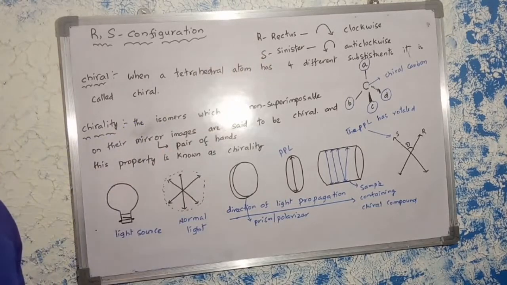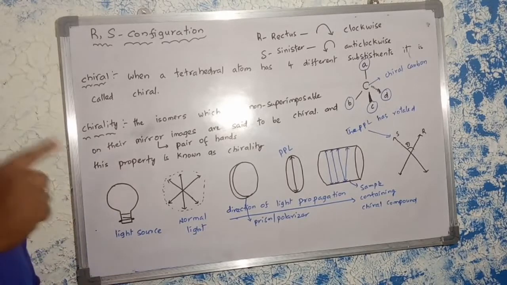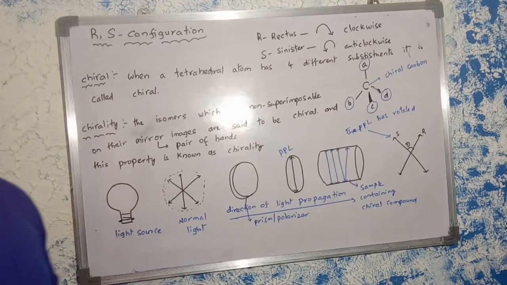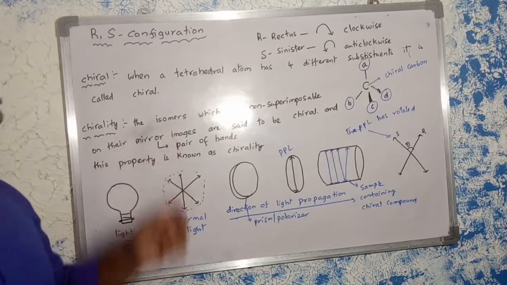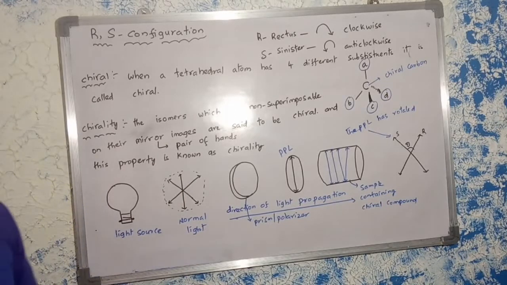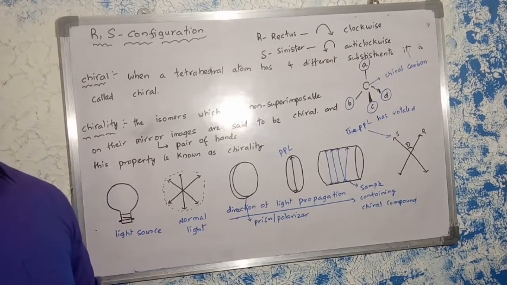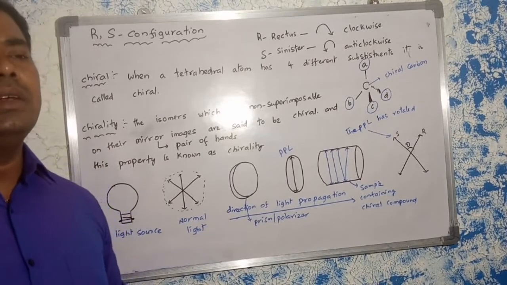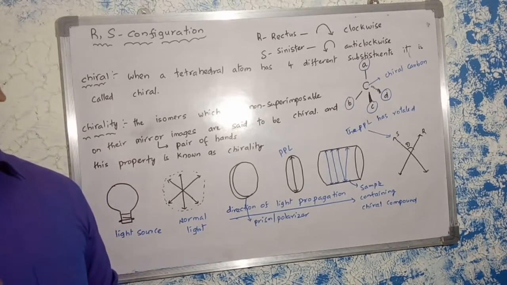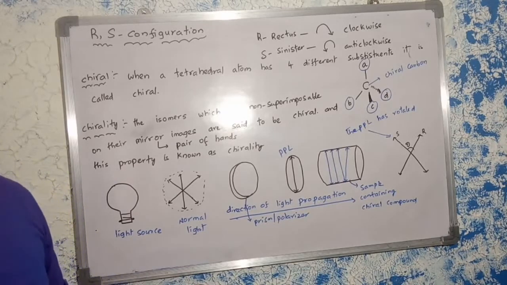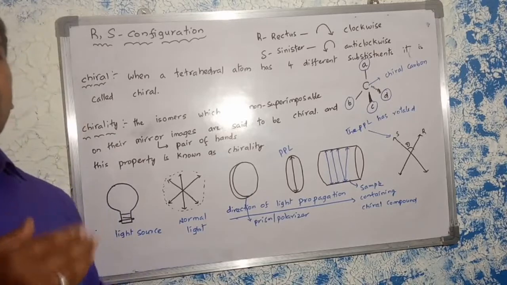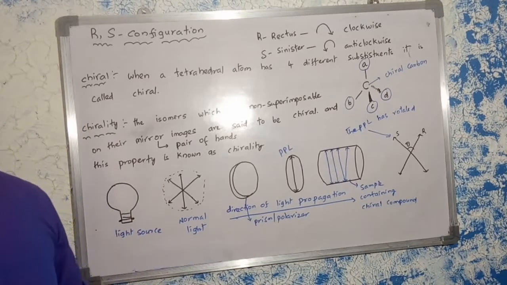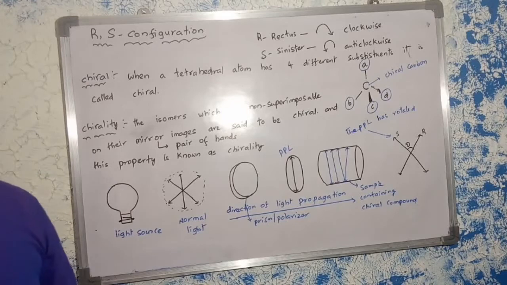Here R means rectus, meaning the plane polarized light rotates in the clockwise direction or right-hand side. S means sinister, the rotation of plane polarized light towards the left-hand side or anti-clockwise direction. That is very important. If the plane polarized light rotates towards the right side or clockwise, it is R direction. If it rotates towards the left-hand side or anti-clockwise direction, that is S configuration.